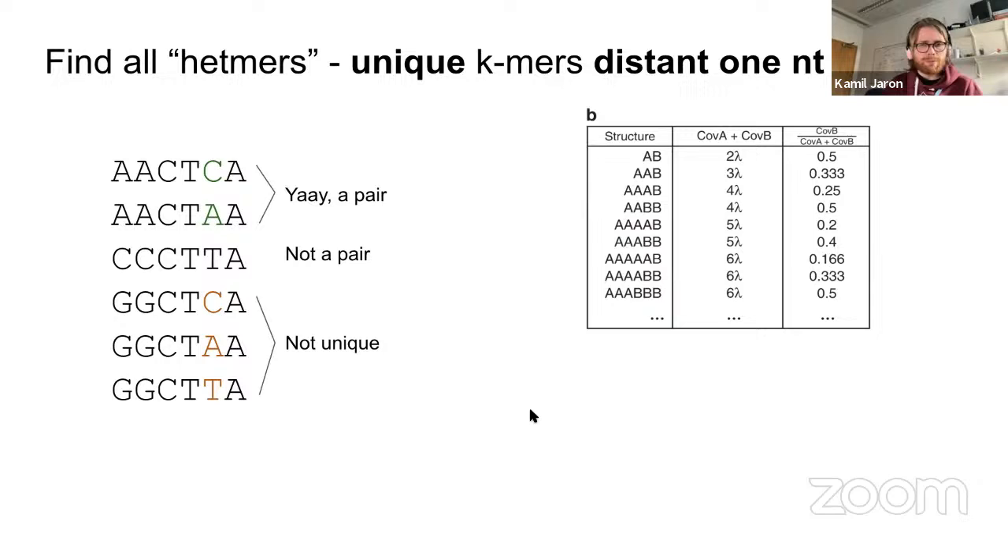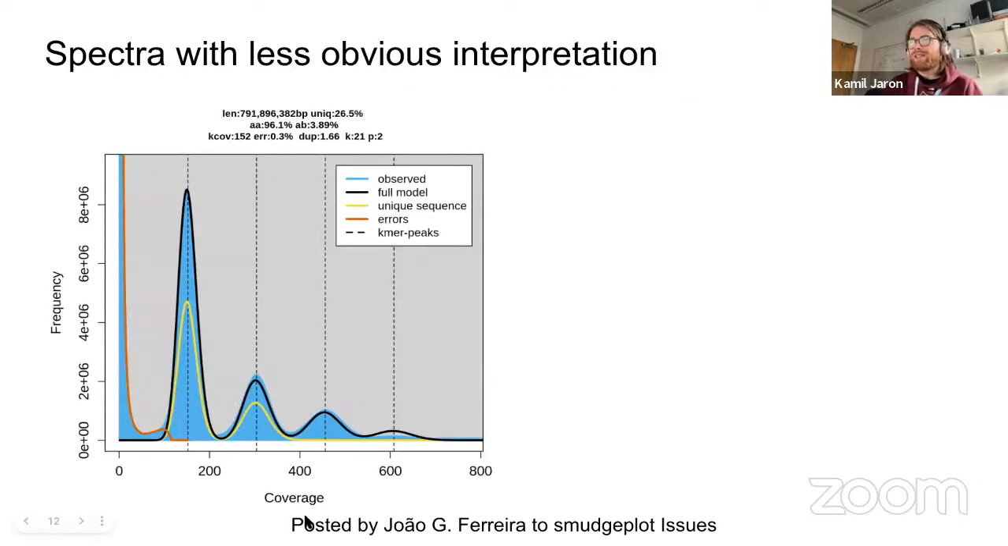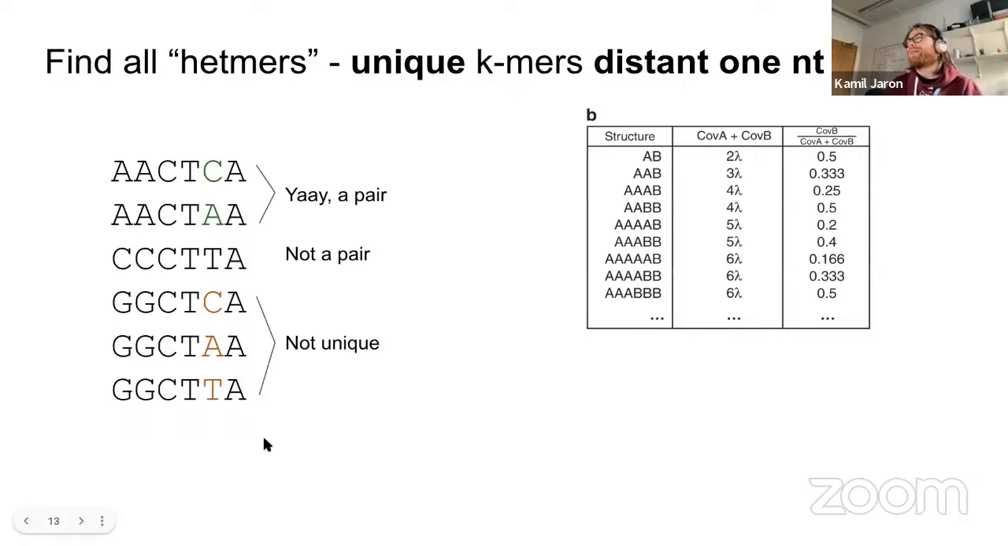And for that, we developed Smudgeplot. Actually, these are Meloidogyne root-knot nematodes, and because we were very confused about their ploidies, we developed the tool. That's really how it all started. It is based on an idea of being able to find, from the k-mer bulk, all the k-mers that differ by a single nucleotide. We call them hetmers because what we hope for is that most of these k-mer pairs will represent heterozygous pairs.